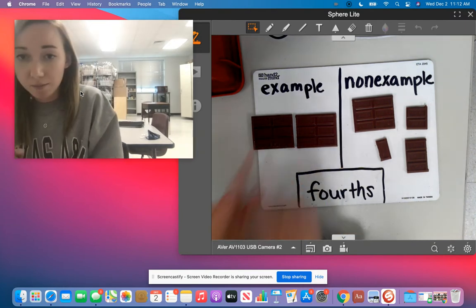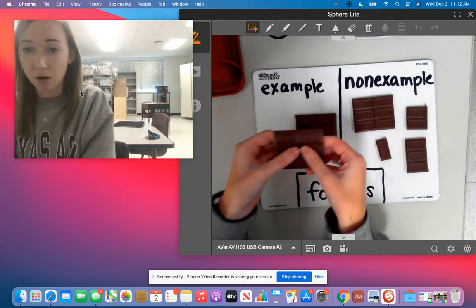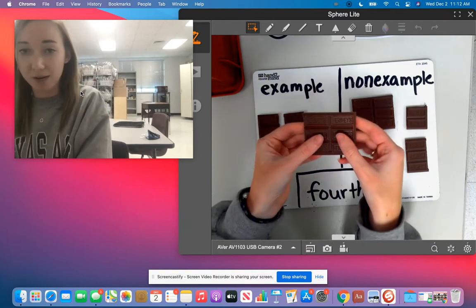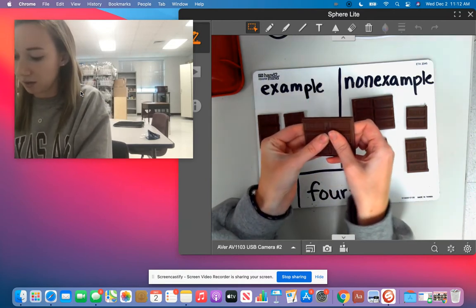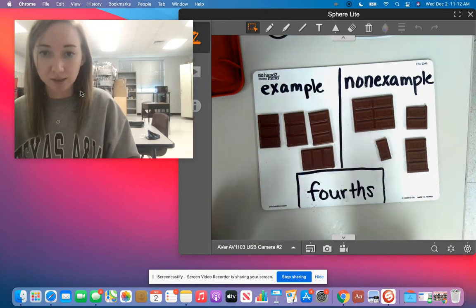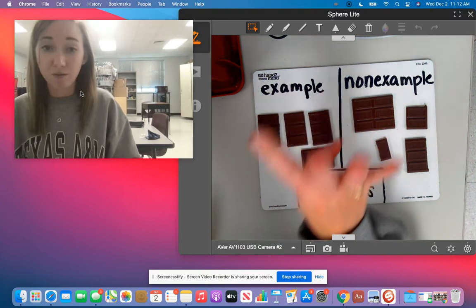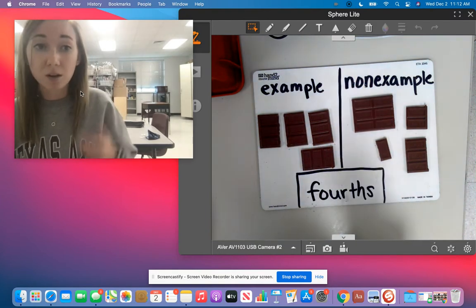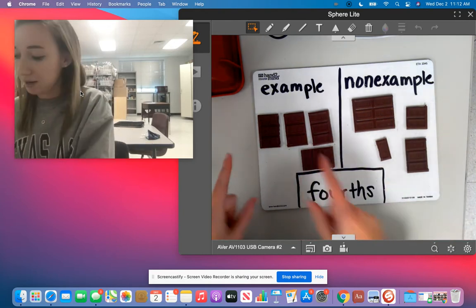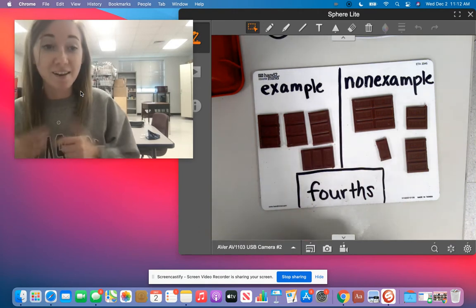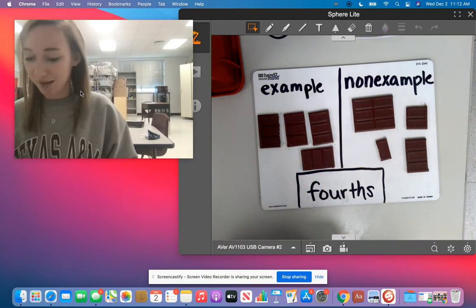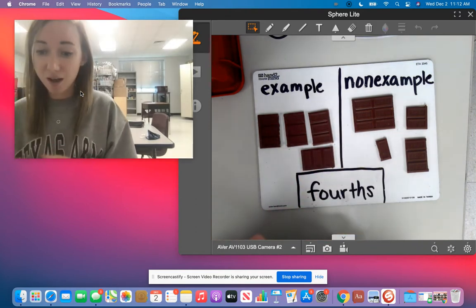So I'm going to take this one part and I'm going to break it into 2 equal parts. So there we go. There's 2 equal parts. And this one, I'm going to break this one into 2 equal parts. And look, how many parts do we have? I'm going to put that one sideways. We have four parts. And those 4 parts, are they equal? They are. So is this an example or a non-example of fourths? This is an example, and I just put it over there because this is my cleaned off space. But yes, this is an example of fourths.